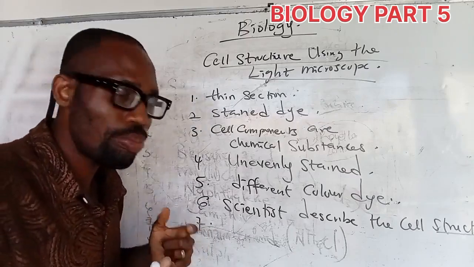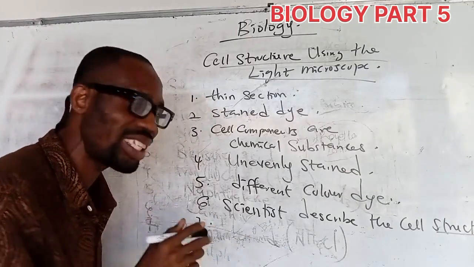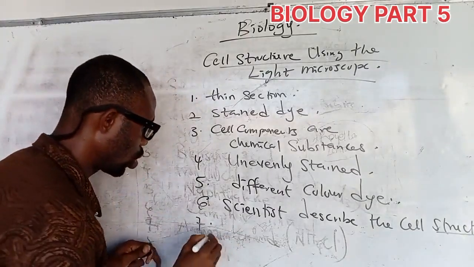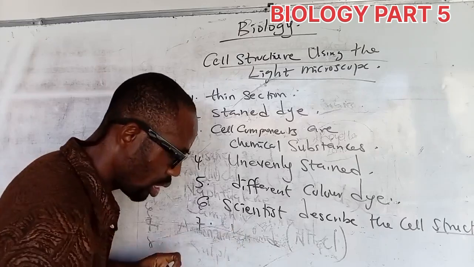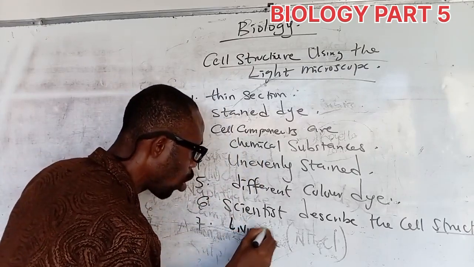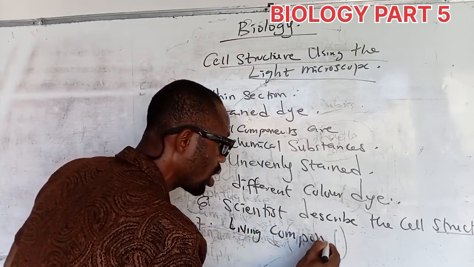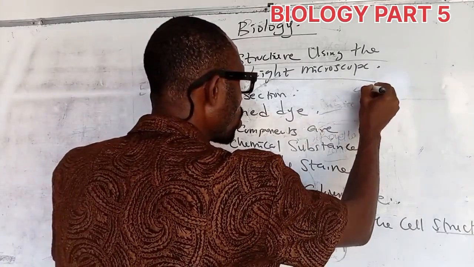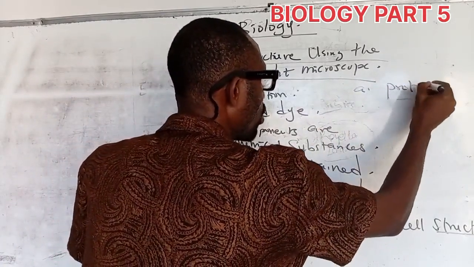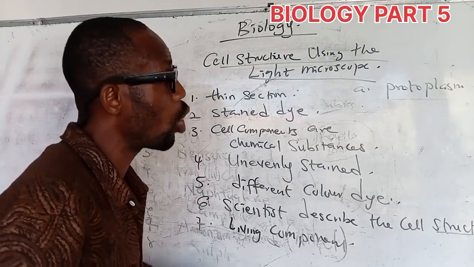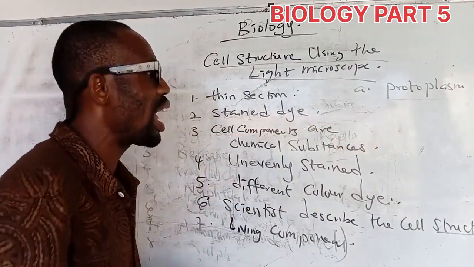Now, that makes the scientists understand that the cell is made up of a living component. It is from this study using the light microscope. And this living component is called the protoplasm. Can you see it now?